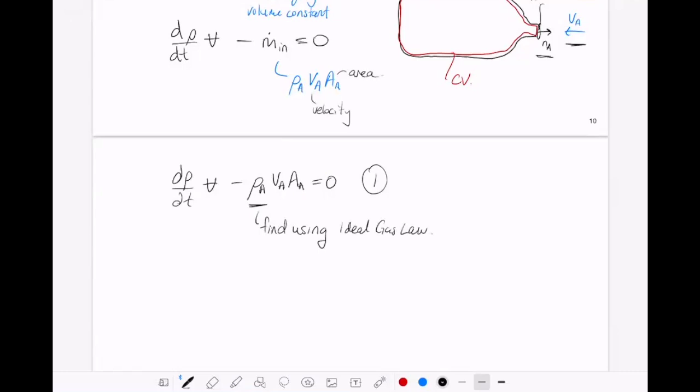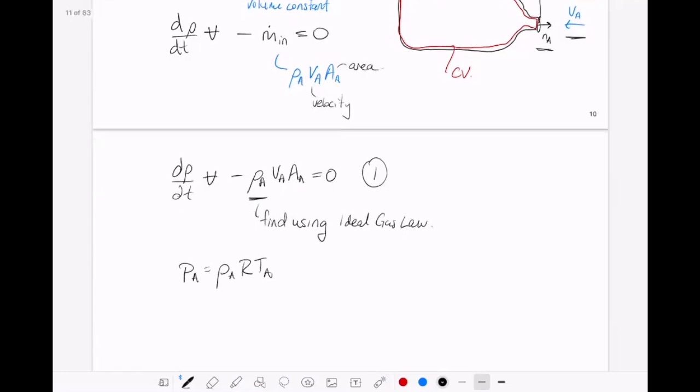So our ideal gas law says that pressure A is equal to our density times our gas constant times the temperature at A. Well, we can rewrite this as density of A is equal to pressure at A divided by RT. We know the pressure was 500 kPa, so 500 times 10 to the 3 Pa. Our gas constant for air, if we look in the appendix, is 286.9 joules per kilogram Kelvin.